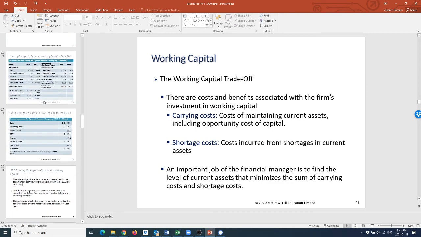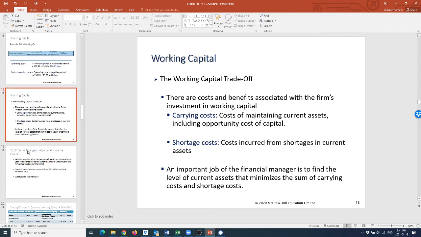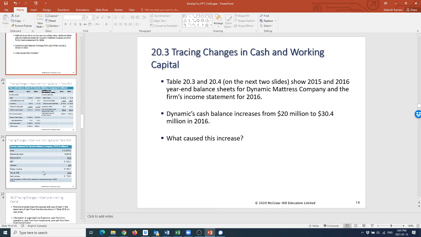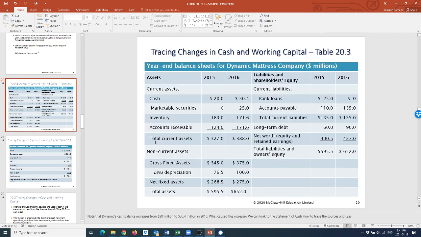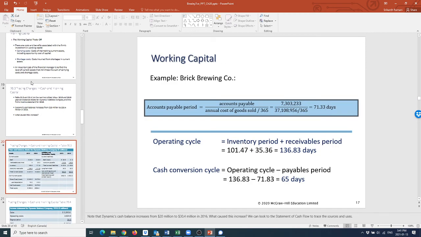It varies. Having said that, the next part of this chapter focuses on finding cash and forecasting the uses of cash. And I'll upload that in a separate video.